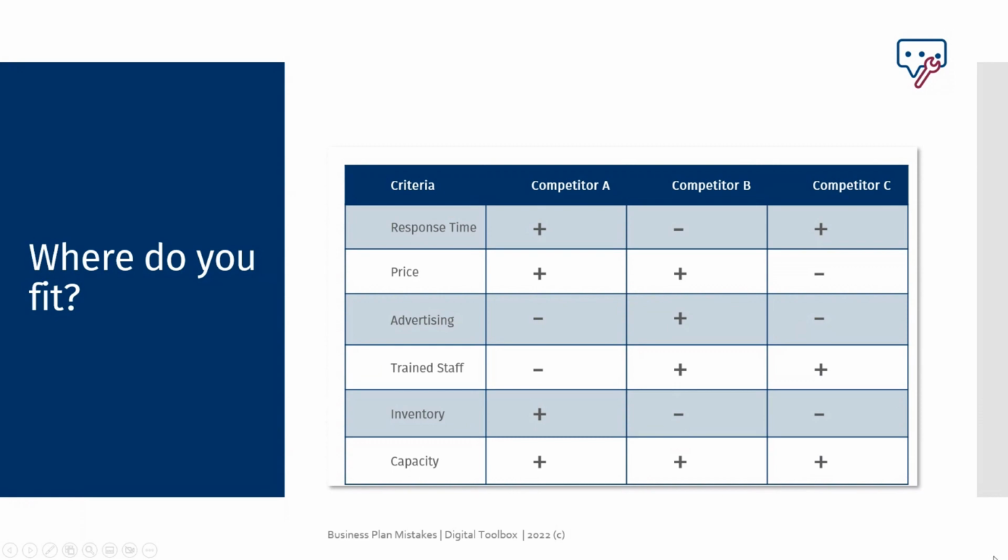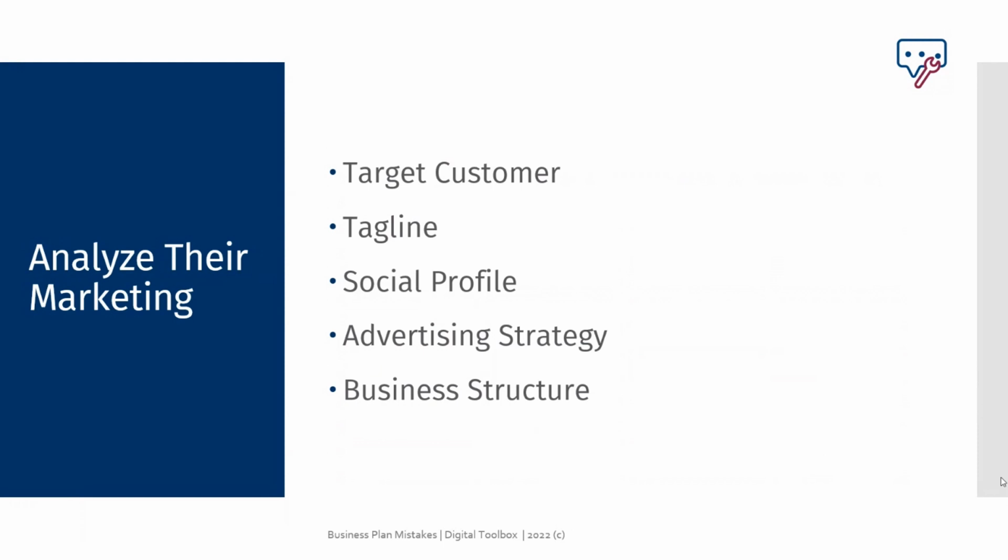Once you get all of this analysis, once you've identified your customers and your competitors, take time to analyze how your competitors are going to market. Figure out who their target customer is and how is that different from yours. Look at their tagline. Look at their social profiles, their advertising strategy, and their business structure. And again, figure out how you are similar and how you are different. And it is those differences that can help you appeal to a specific group of customers.